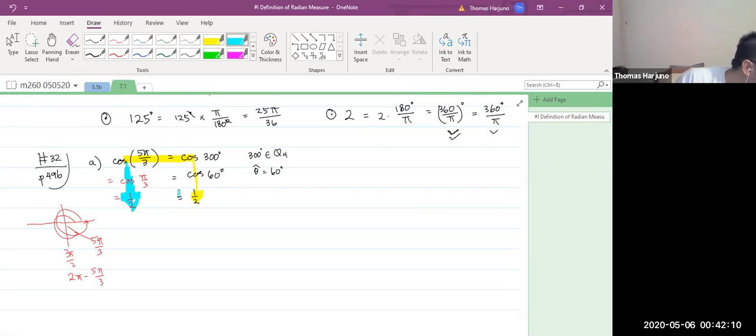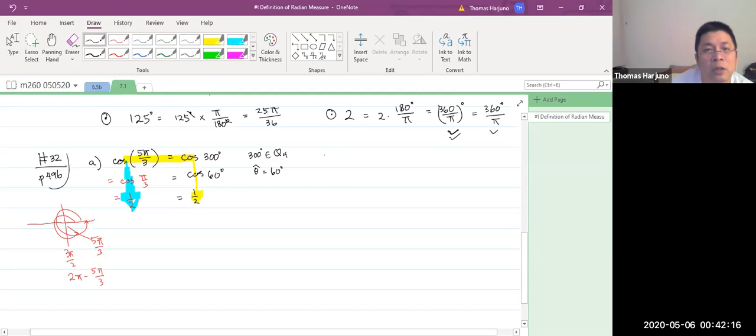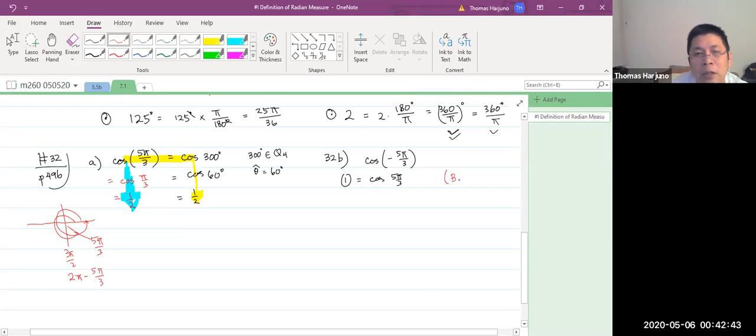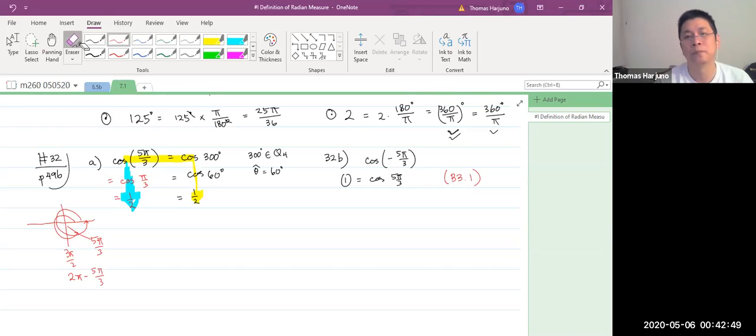Now, how about number 32b? That's cosine of negative 5 pi over 3. There are 3 ways to do this. The first way, you say, oh, cosine of a negative is cosine of the positive. You use the property for negative angles, B4, my bad, not B3.